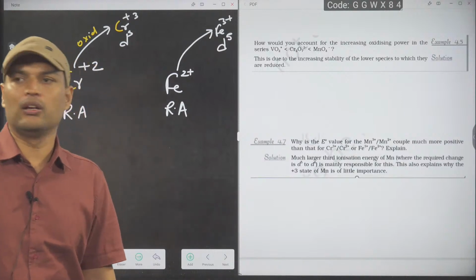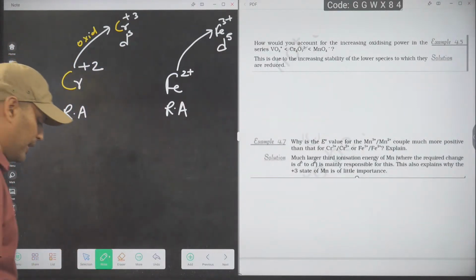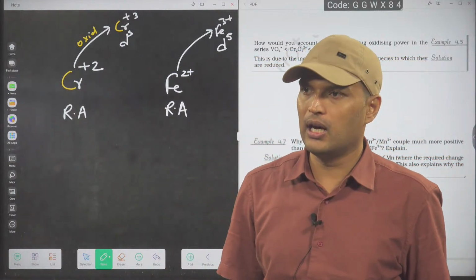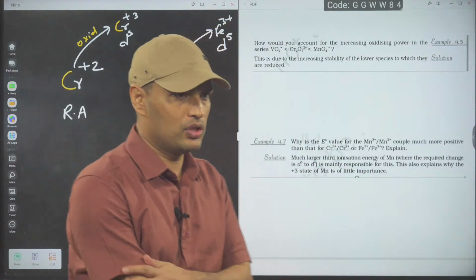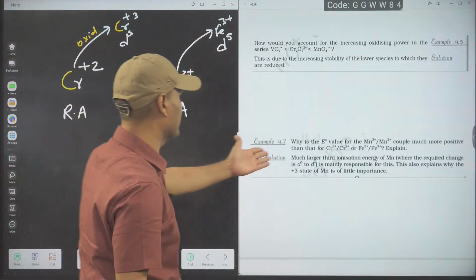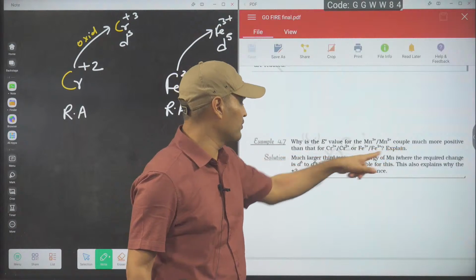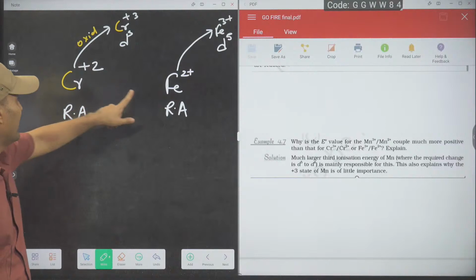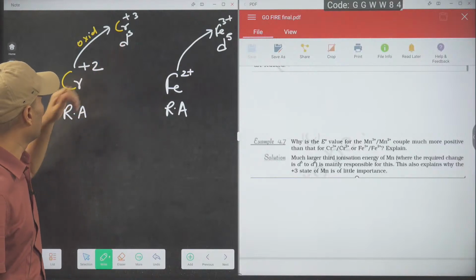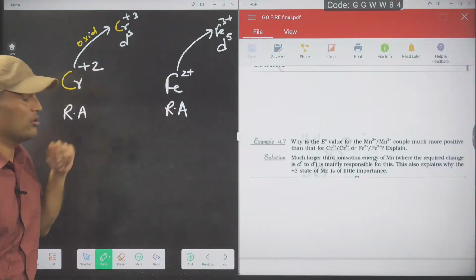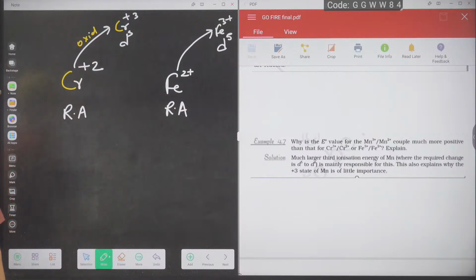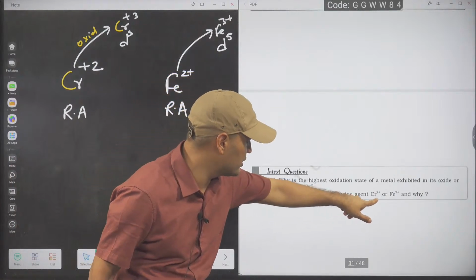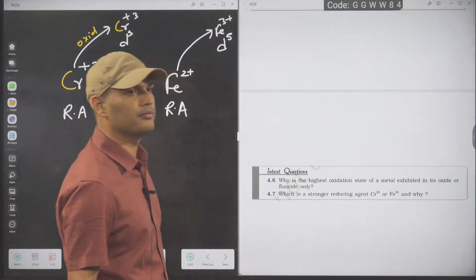They are asking who is a better reducing agent. Can you tell? Quickly, tell me. This is an NCERT question. All NCERT questions we are picking up. Why is the E naught value of this much more positive as compared to this and this? They will ask you this later on also. This is also reducing, and this is also reducing. Who is more reducing? Which is the stronger reducing agent, Cr2+ or Fe2+, and why?